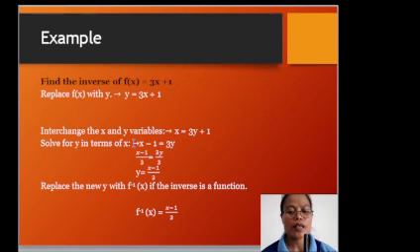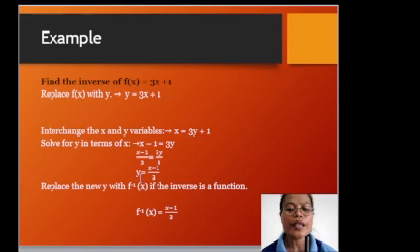Since 3 is together with y, we need to apply the division property of equality. Whatever number we divide at the left side is the same number we divide at the right side. So we divide both sides by 3. We have x minus 1 divided by 3 and 3y divided by 3. So y is equal to x minus 1 over 3. Then the last step is replace the new y with f negative 1 of x if the inverse is a function. So the inverse of f of x equals 3x plus 1 is f negative 1 of x equals x minus 1 over 3.